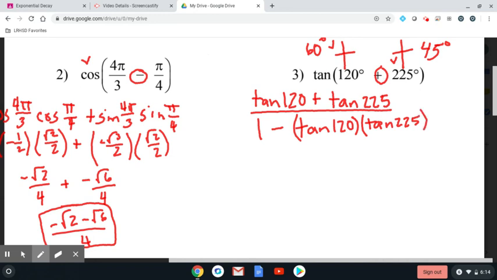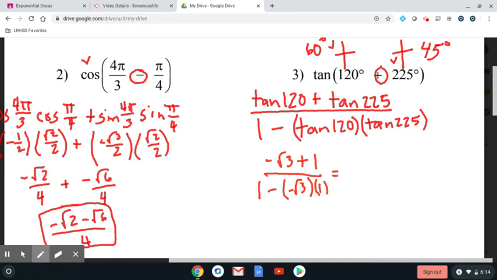So once you guys have this, now you need to actually evaluate the tangents of 120 and 225 degrees. So we know tangent of 120 is actually going to be negative root 3. So we end up getting negative root 3 plus 1 over 1 minus negative root 3 times 1.